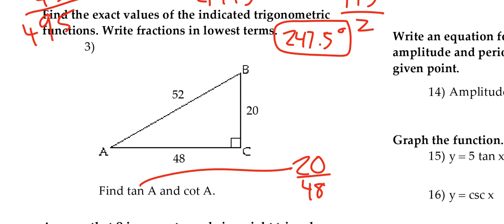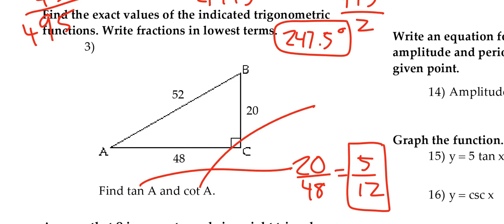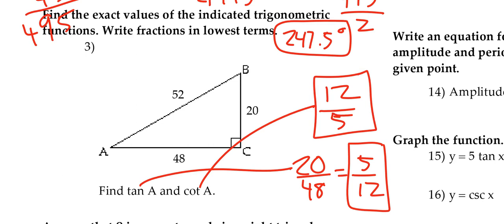Yeah? It's multiple choice. 20 over 48 is not going to be listed. 5 over 12 will be listed. That's true. Okay? Yep, take out the 4. All right? How about the cotangent of A? Woo, 12 over 5. Look at you with your whole reciprocal function self. That's nice.